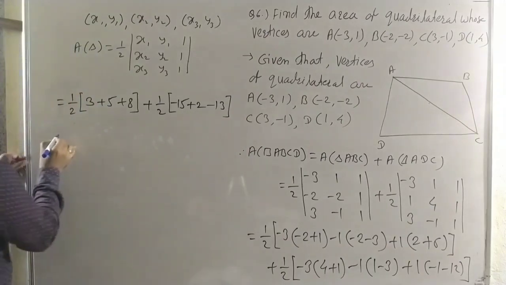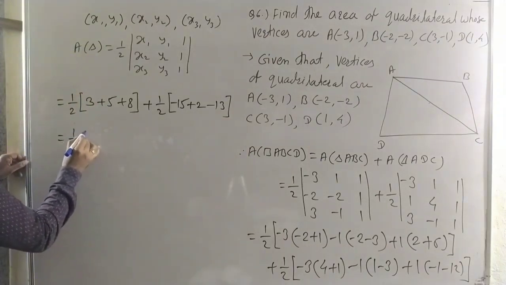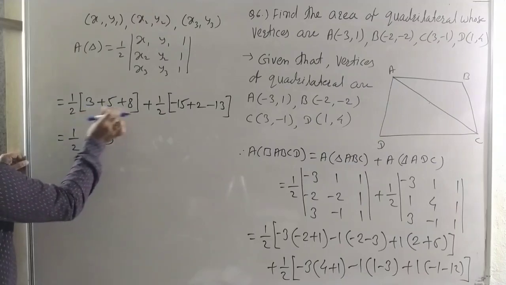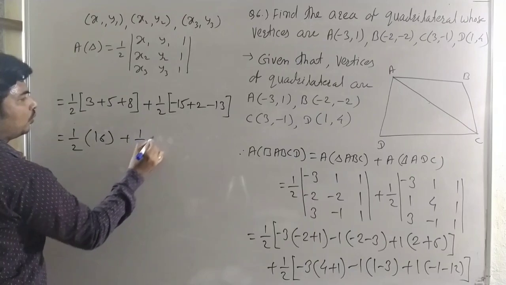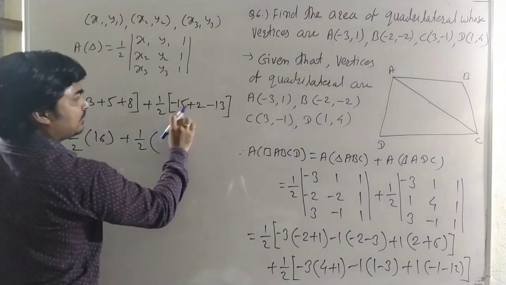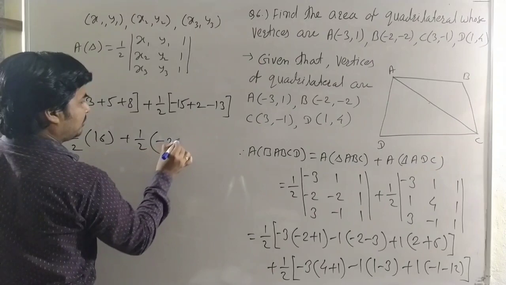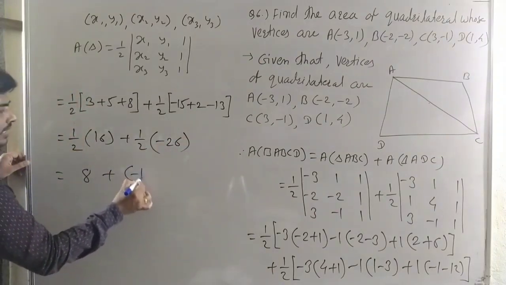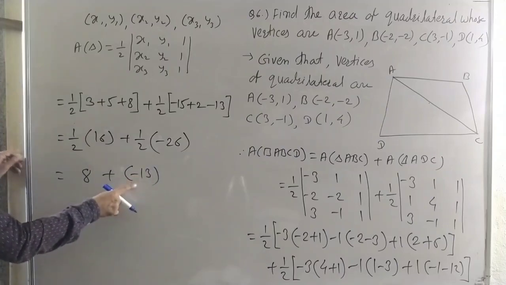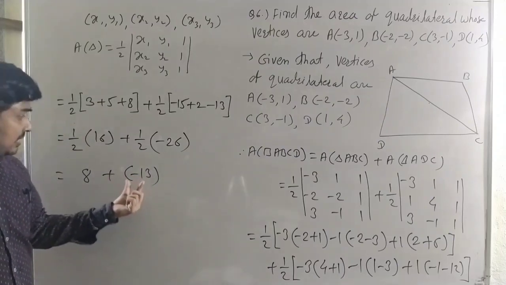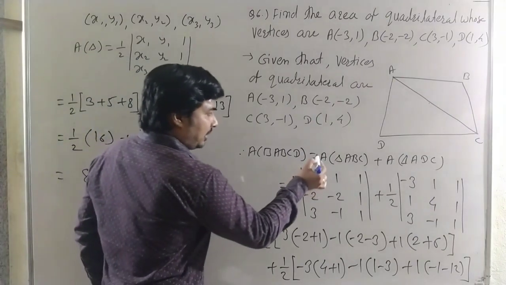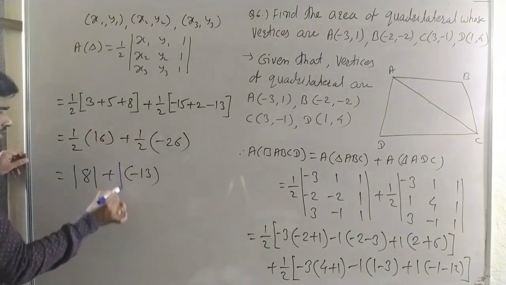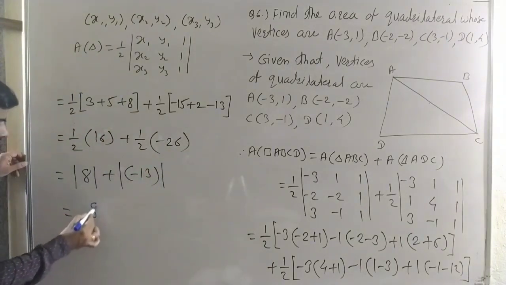Then it is 1 by 2 into 16, 8 plus 8. Plus 1 by 2 into minus 15 plus 2, it is minus 13, that means minus 26. See carefully. It is 8 and plus minus 13. But this minus 13 is the area of a triangle, and the area of a triangle we can take in the modulus. So it is 8 plus 13.